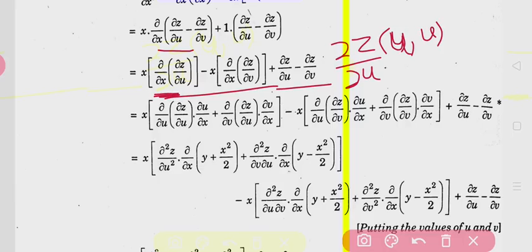So ∂z/∂u's derivative first with respect to u into ∂u/∂x, plus ∂z/∂u's derivative with respect to v into ∂v/∂x. So that will be its value.